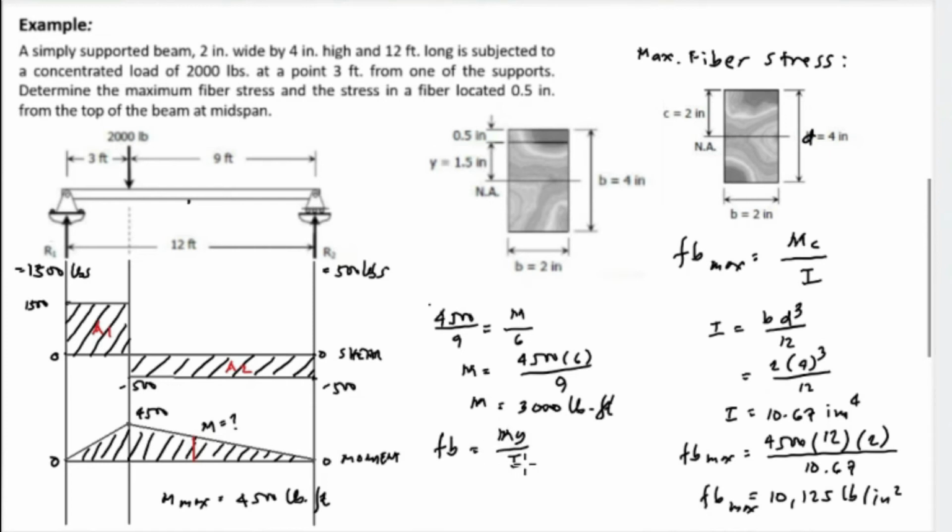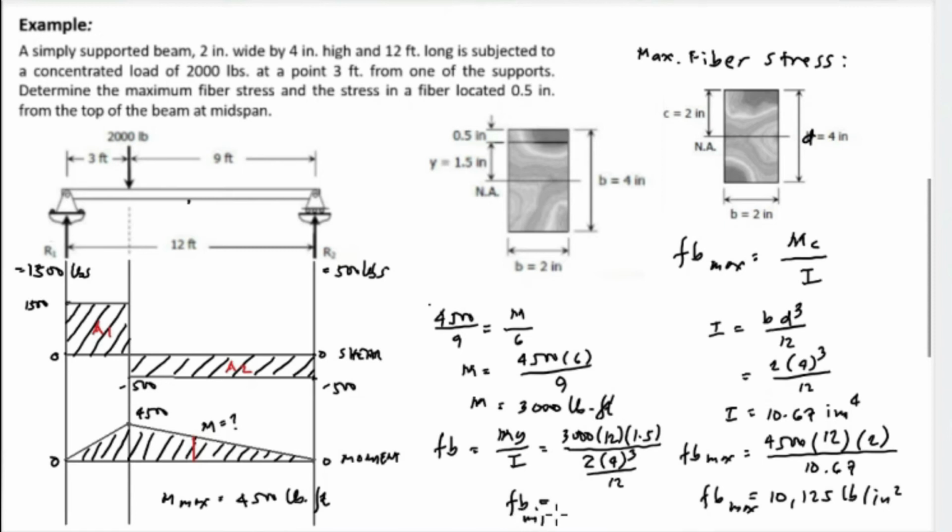My over I. So y for now is the distance from the neutral axis up to the bottom of the 0.5 inch, which is equivalent to 1.5 inch. So m is 3,000. Same thing, we multiplied by 12 to convert it to inches, and the y, which is equivalent to 1.5, and we divide by the value for I, and the value for I is bd cube over 12, or 2 times 4 cube all over 12. And we have the value for F sub B at midspan.